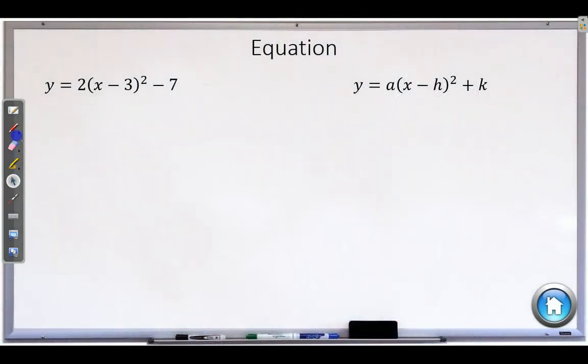So here we have an equation. Y equals 2 times the quantity of x minus 3 squared minus 7. So we remember what all of these parts do, a, h, and k. Just like with the absolute value equations, h moves us side to side, k moves us up and down, and a stretches and shrinks, and it also controls the reflection. So first thing I see here is there's a 2 in front, so we have a stretch by a factor of 2.